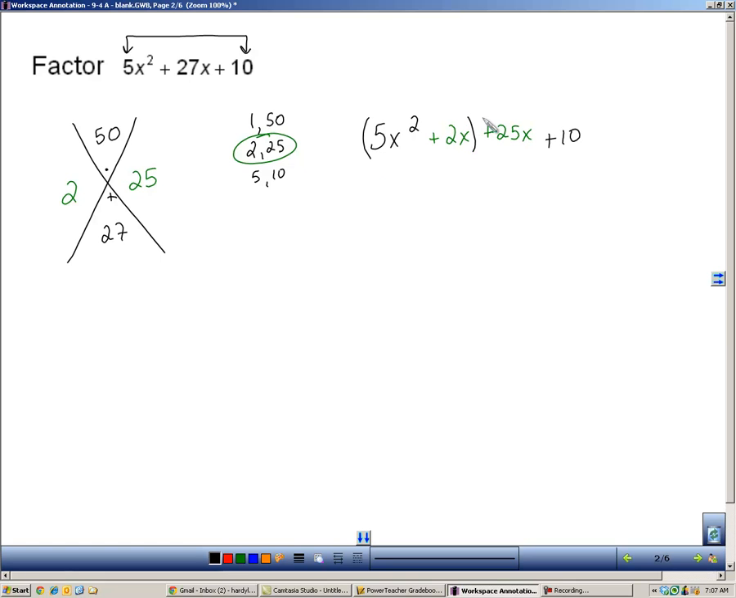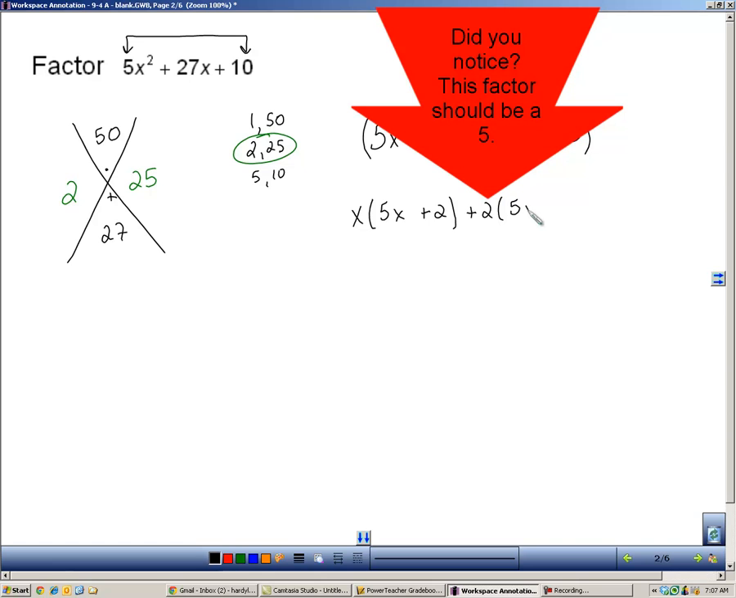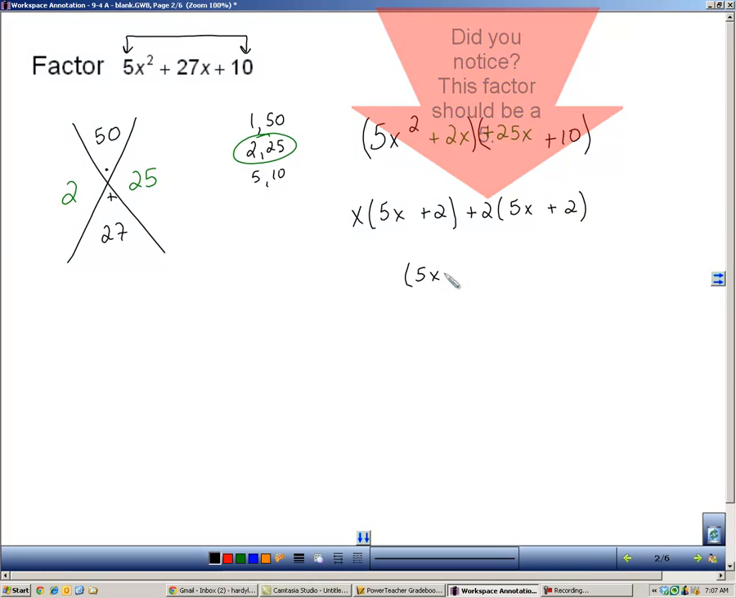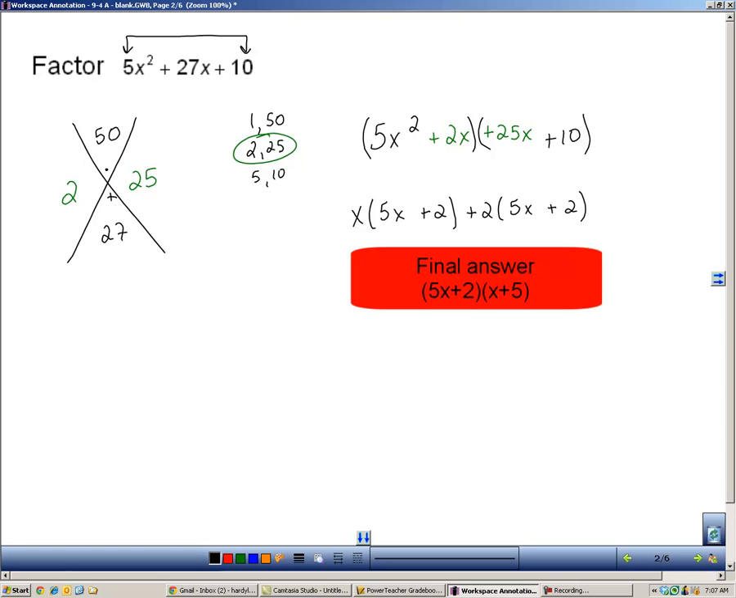So now we'll group. Take out an x, looks like 5x plus 2. So I'll take a 2 out over here. Again, looks like 5x plus 2. So take out the 5x plus 2, and I'm left with an x plus 2.